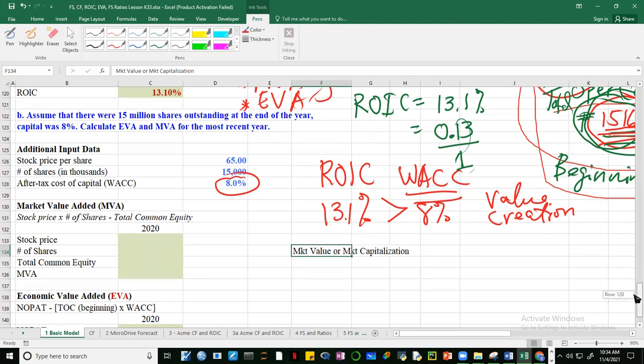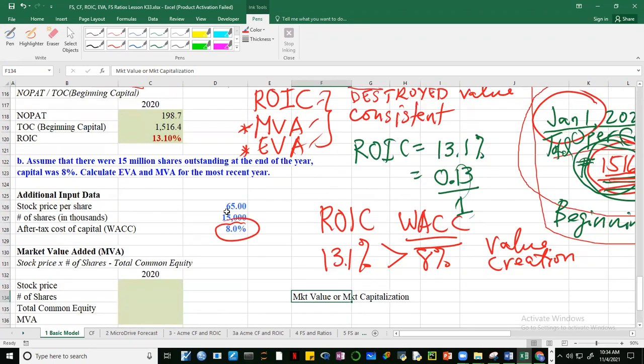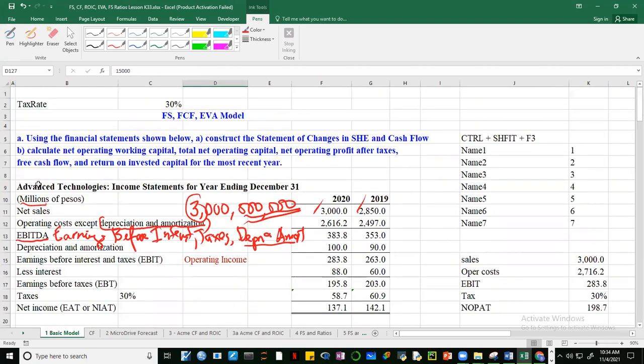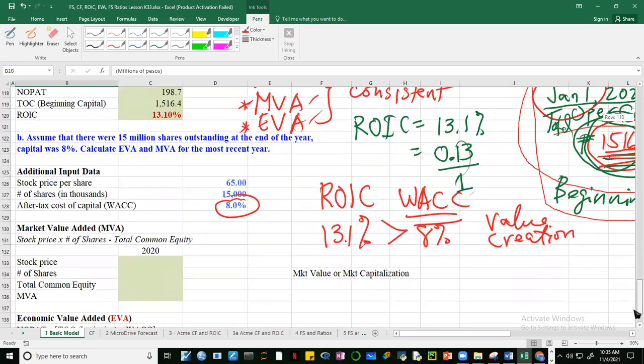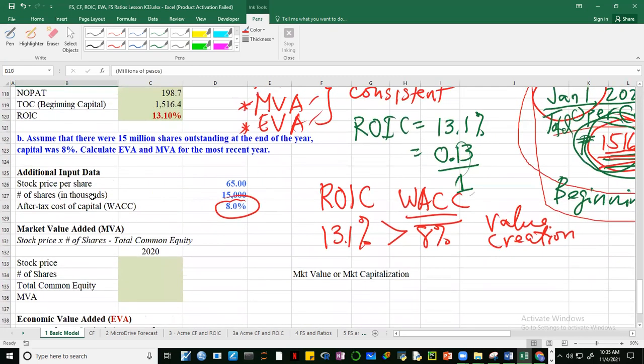Okay, so let's take a look at these givens, no? Given sa atin ang stock price daw 65 pesos per share. Tapos ang number of shares in thousands is 15,000. May problema tayo, guys, no? Kasi ang data natin, ang balance sheet natin and income statement, it is in millions, no? Tapos ang shares natin in thousands. So kailangan ma-convert natin to, no? How much is this in millions?